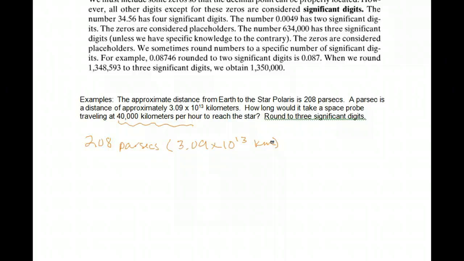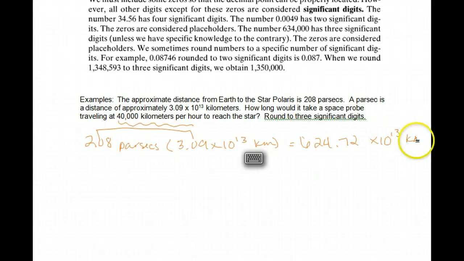So when we do that math, remember, you're going to multiply your whole number by your whole number there. Okay, you should get 624.72 times 10 to the 13 kilometers. That number represents now the distance from Earth to Polaris in kilometers. Okay, we can write that up here to help us remember what that number is. That's Earth to Polaris.